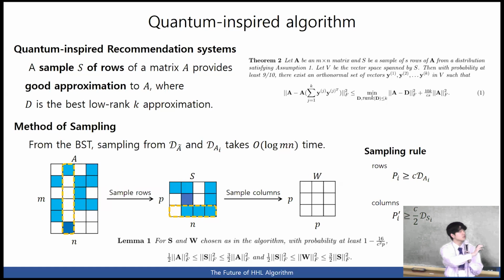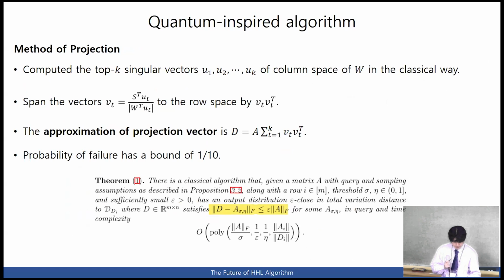Following the sampling rules, if the data is a million by million, we can reduce it to a constant size, like 5 by 5. So using this method, computing this will be very easy. The projection is computed by determining the top k singular vectors. We are going to extract them and project in a classical way.